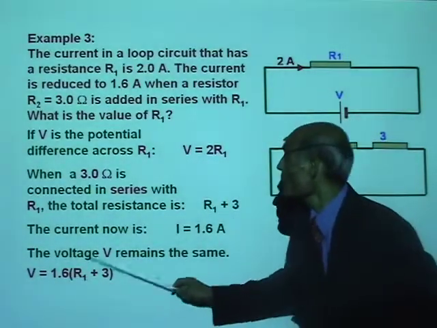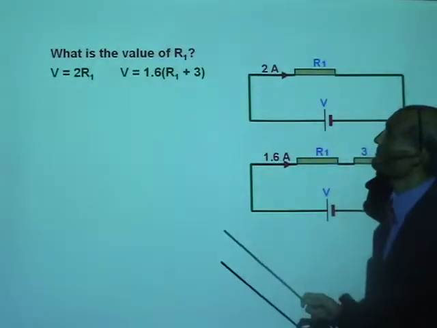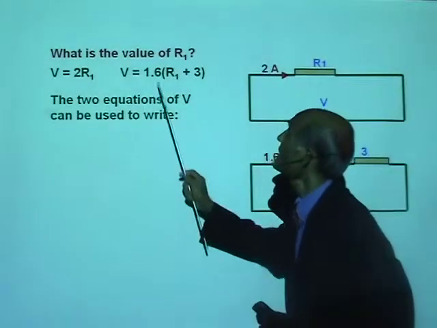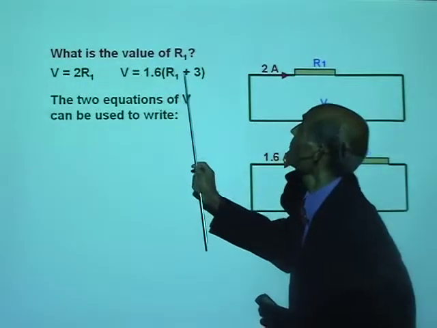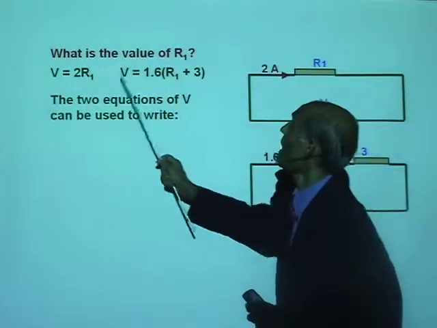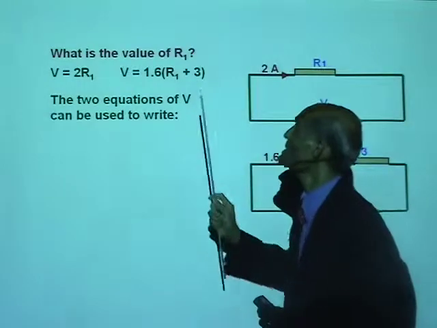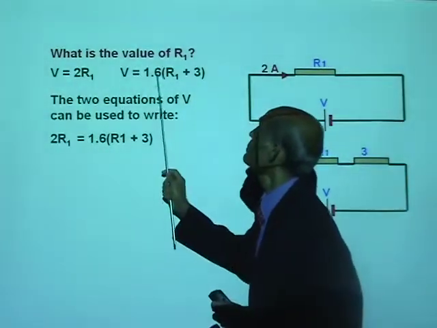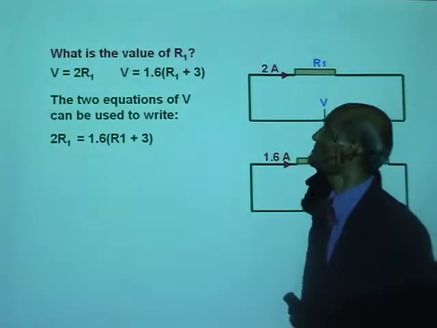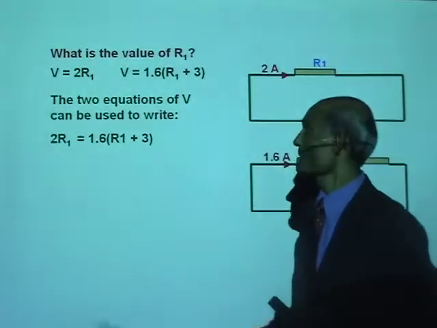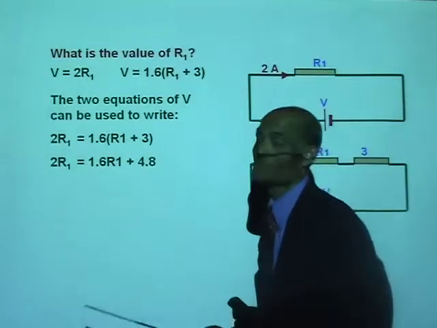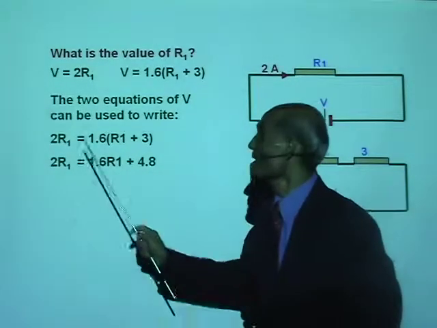We can now equate the right hand sides. The two equations of V can be used to find the value of R1 by equating the right hand sides as 2R1 equal to 1.6 times R1 plus 3. And I'm going to leave that for you to solve. Can you? Well, I've got the right step for you.